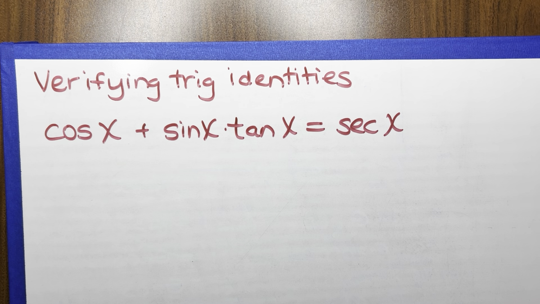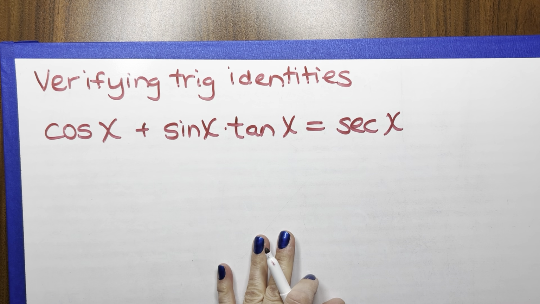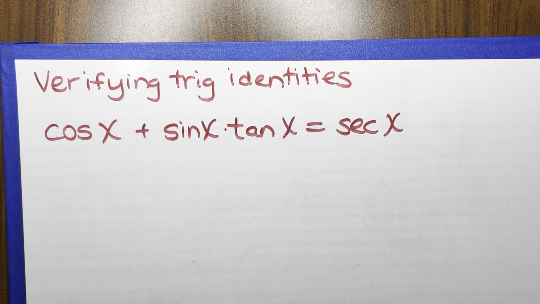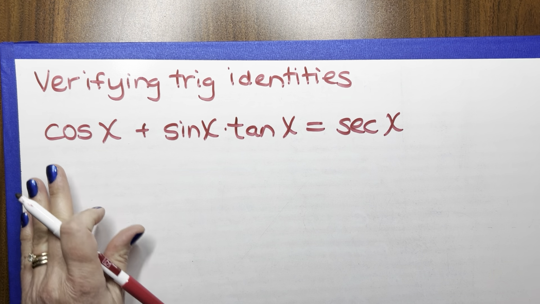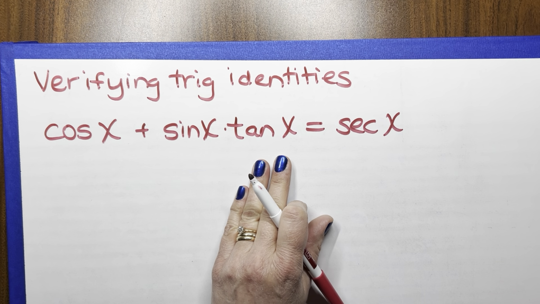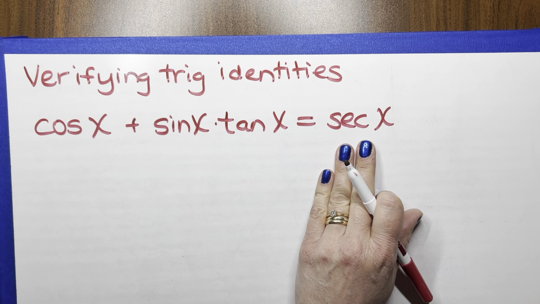One of the best strategies to use is, first of all, can I make all of the terms that I want to work with either in terms of sine or cosine? We have more options when we turn things into sine and cosine. So that's what I always try to do first. So I think we should begin working with this left side of the equation. It has more to it, and we'll see if we can turn it into just a secant of x.